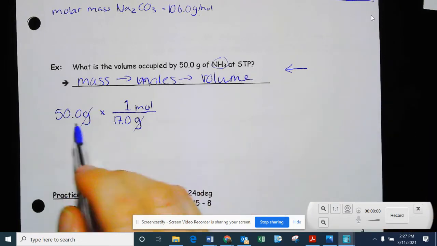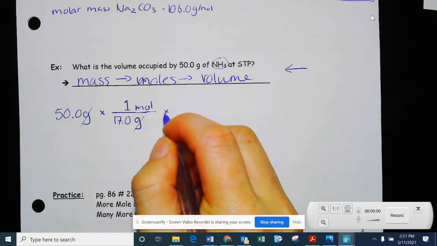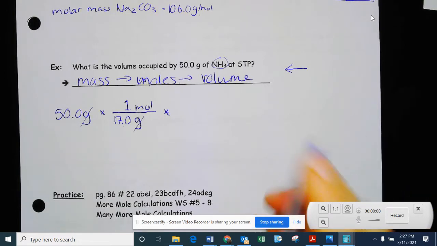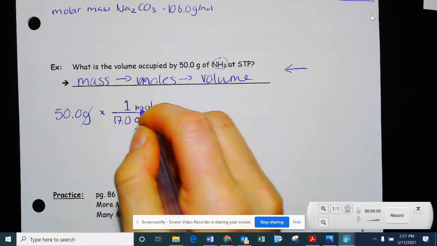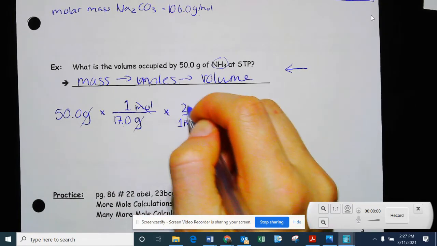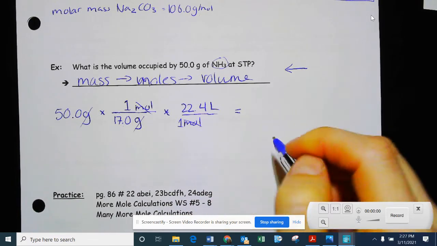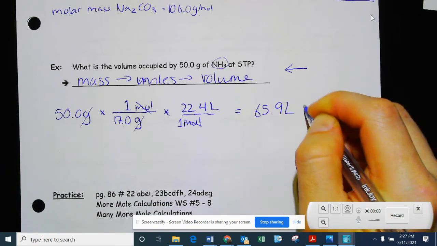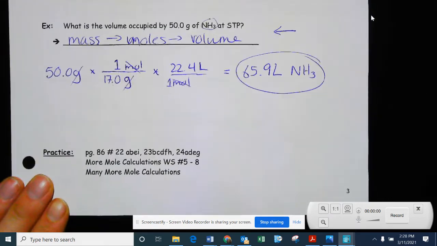All right. So 50 grams, 17 grams for every mole. And then the next thing I'm doing is I'm getting to volume. So 22.4 liters in every 1 mole. My moles need to go on the bottom, right? Because I'm trying to cancel out moles, get rid of them. So 22.4 liters is going on the top. And what I should end up with is 65.9 liters of NH3.